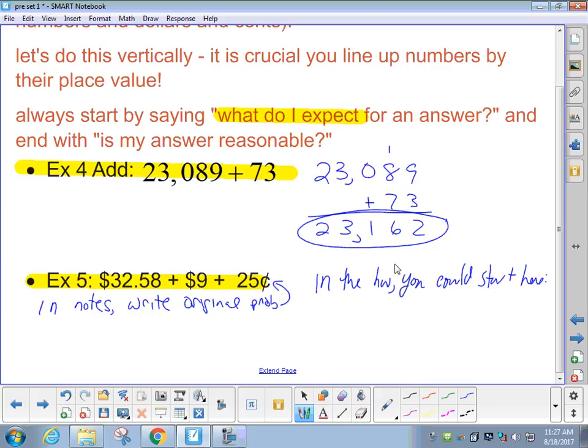In the homework, I would say go straight to your setting it up to do the problem. In which case, we're going to organize by place value, right? Vertically. $32.58. How do I orient the 9? Where do I put the 9 under, please? Where the 2 is. Yep, under the 2 because those are whole dollar numbers.